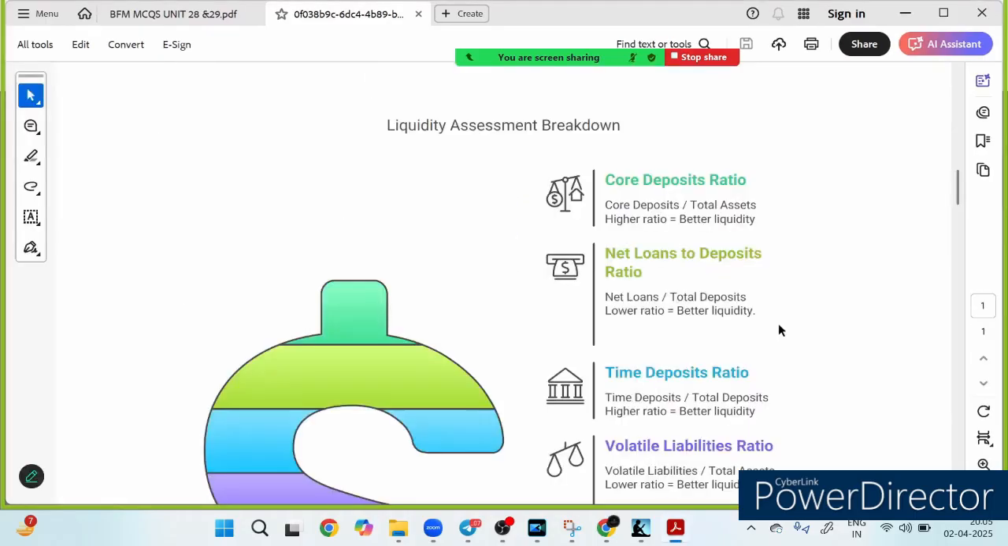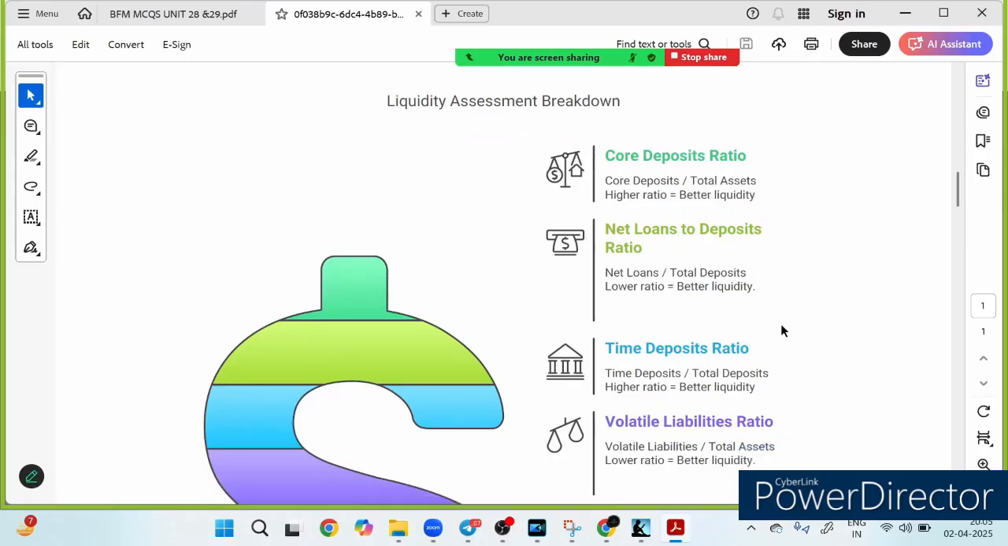Let's shift our focus to the topic from which case studies are most frequently asked, and here we are talking about liquidity assessment breakdown. So friends, we are diving into the essentials of liquidity assessment in banking, breaking down key ratios that help determine how well a bank is positioned to meet its obligations.